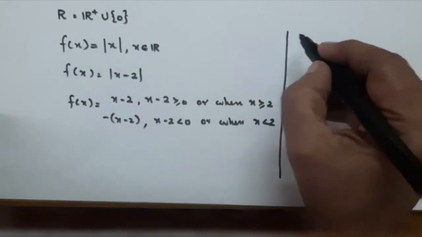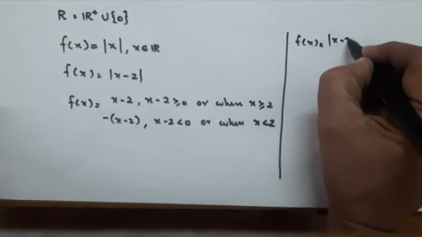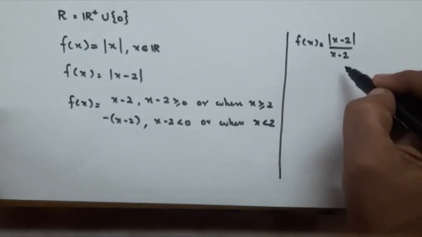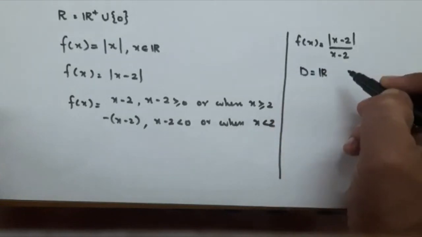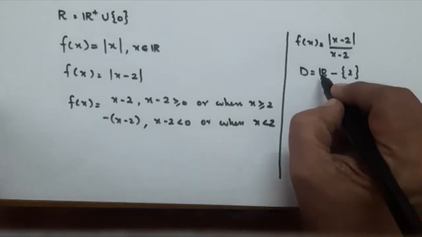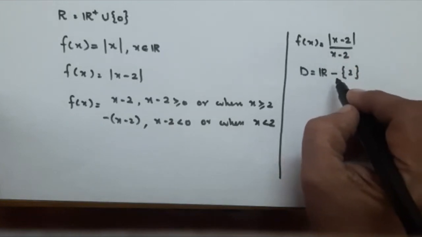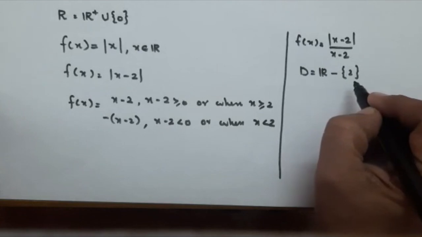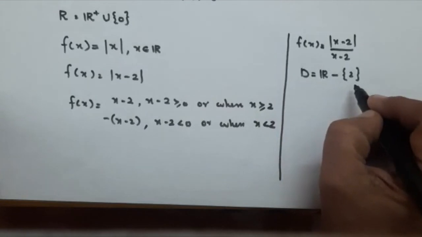As a last example in this class, you take the function f of x equal to modulus of x minus 2 divided by x minus 2. Let us think about the domain and range of this function. It is very clear that the domain is the set of real numbers minus singleton set 2. Because if x equal to 2, what happens to the denominator? Denominator becomes 0. Therefore, that value of x is to be avoided from the domain, because we won't get any image when x equal to 2. Therefore, the domain is the set of real numbers minus singleton set 2.